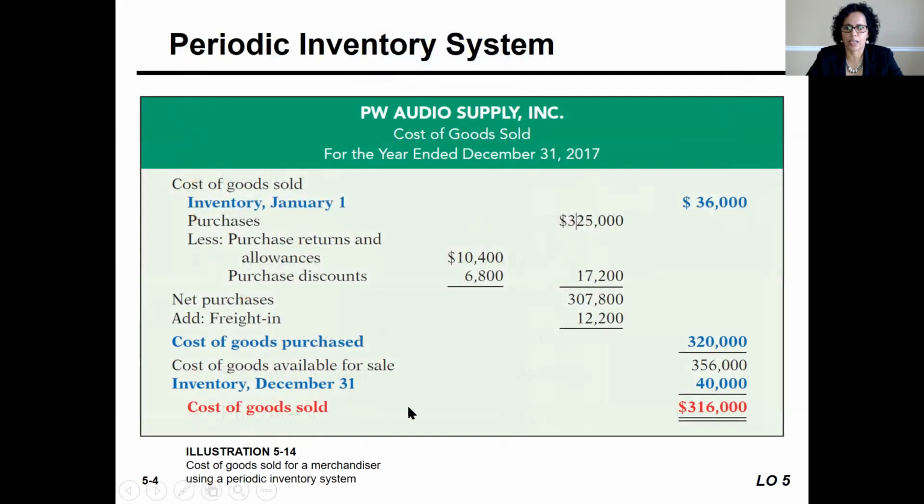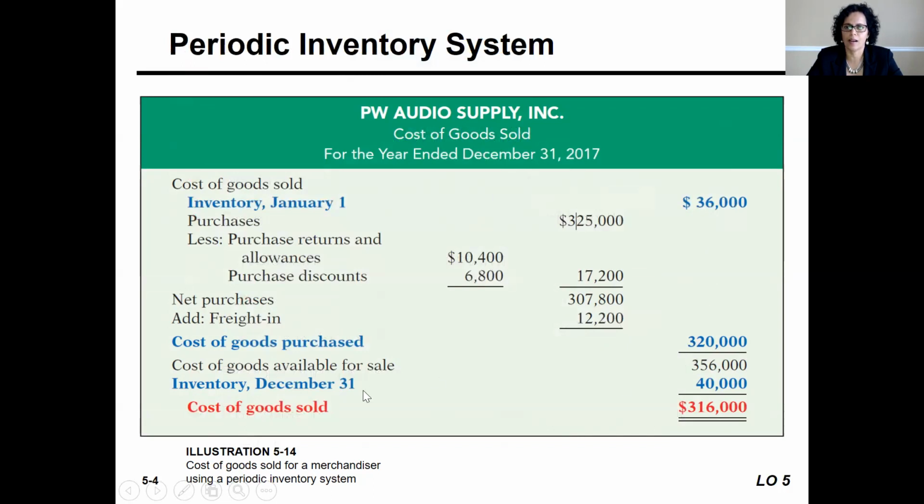So let's take a look at what a schedule would look like. In this example, my beginning inventory is $36,000. My net purchase is gross purchase, less purchase return, less purchase discount. In this example, it comes up with $307,800. I add all the freight in cost. Freight in is if the buyer pays for the freight charges. When you add that number, that gives you cost of goods purchased. That's net purchase plus freight charges. Beginning inventory plus cost of goods purchased gives you the cost of goods available for sale.